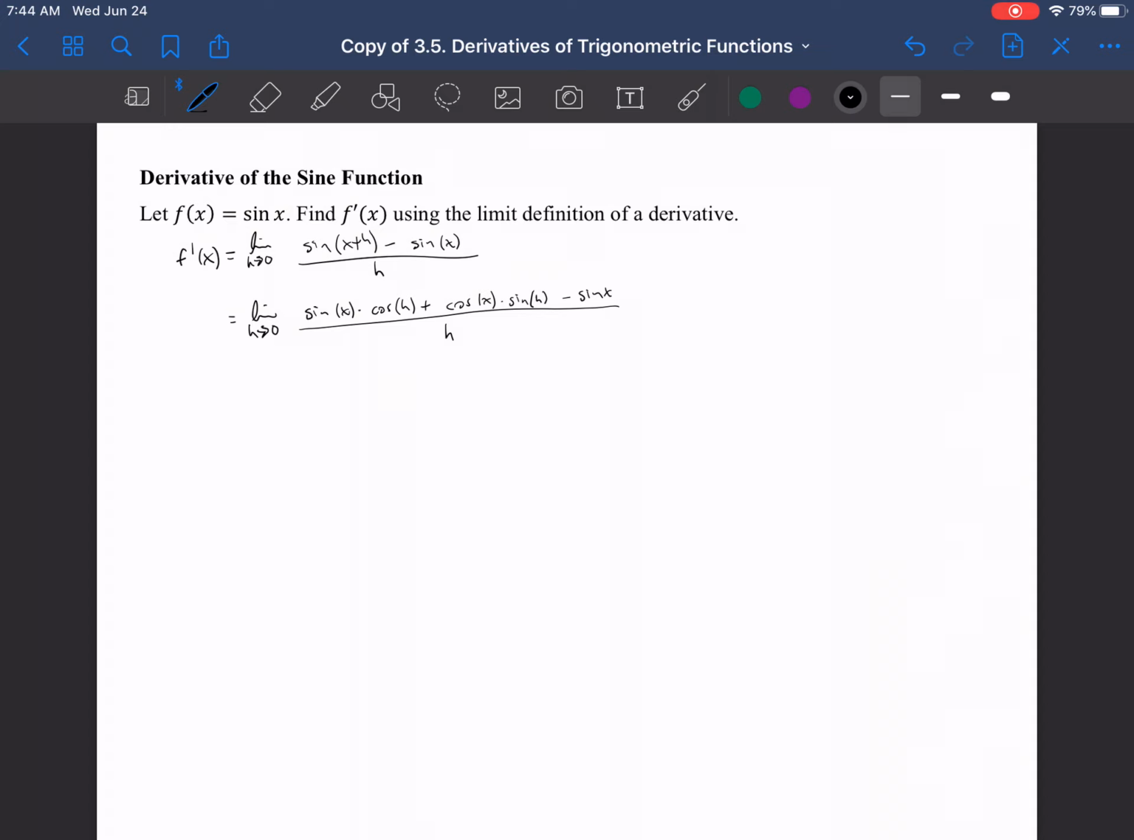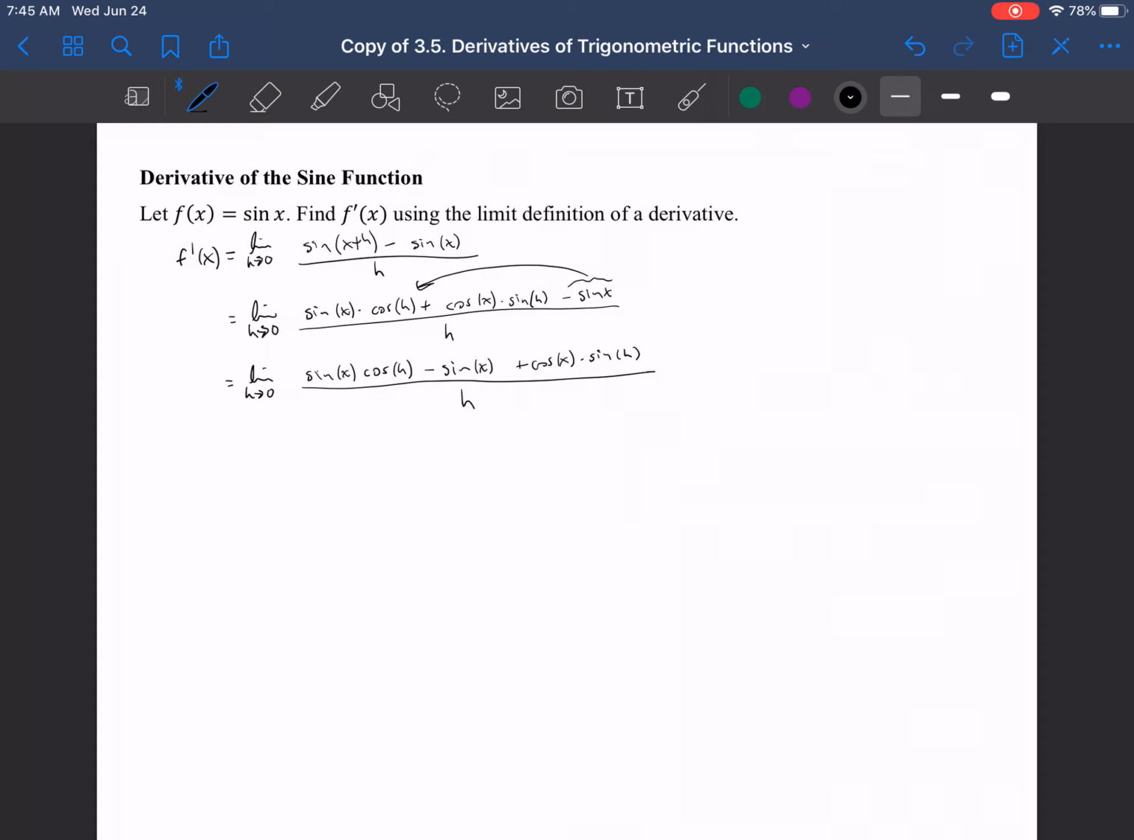And next we could take a look at this, and what we can do is bring this sine of h over and group it with that first term. And so we'll end up with limit as h goes to 0 of sine of x times cosine of h minus sine of x plus cosine x times sine h, all over h.